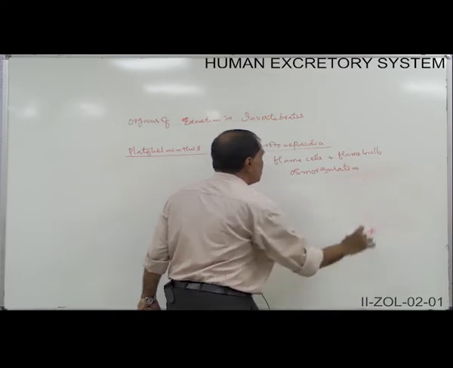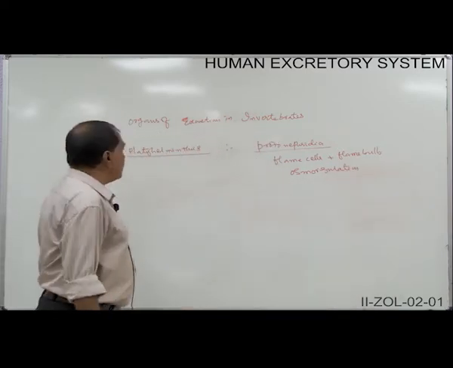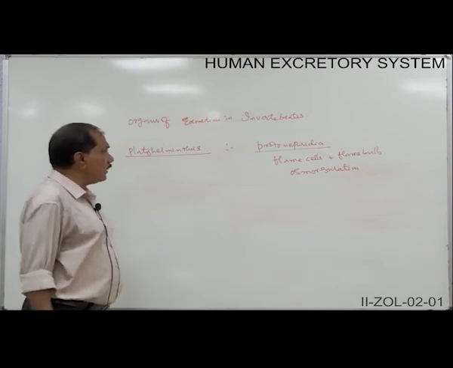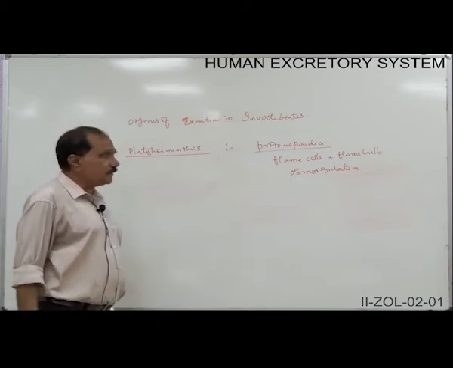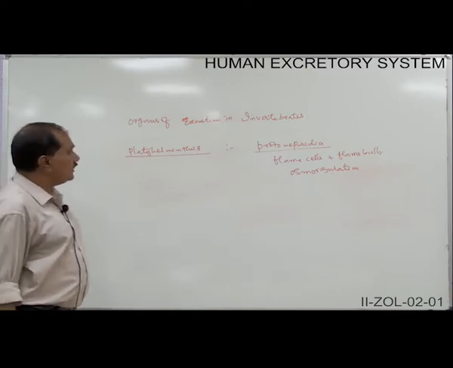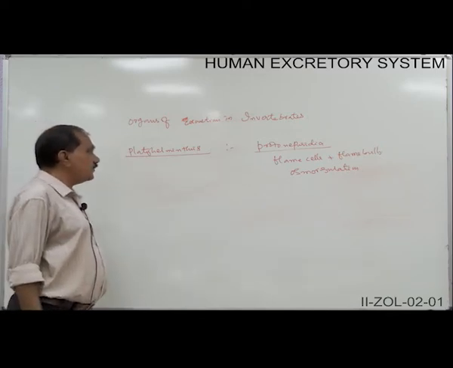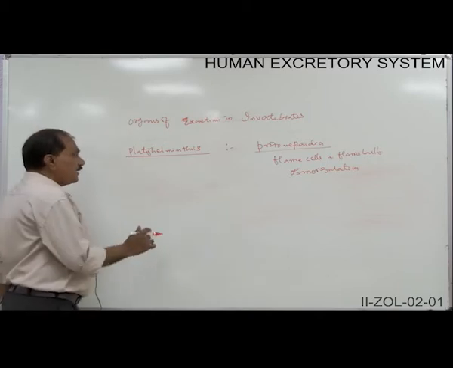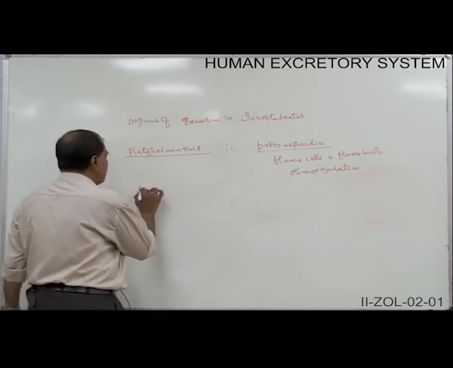So excretion and osmoregulation will be performed by platyhelminthes with the help of the protonephridia, which are present in the form of flame cells or flame bulbs, which are not only helpful for excretion but also helpful for osmoregulation. Coming on to the next, the metanephridia.